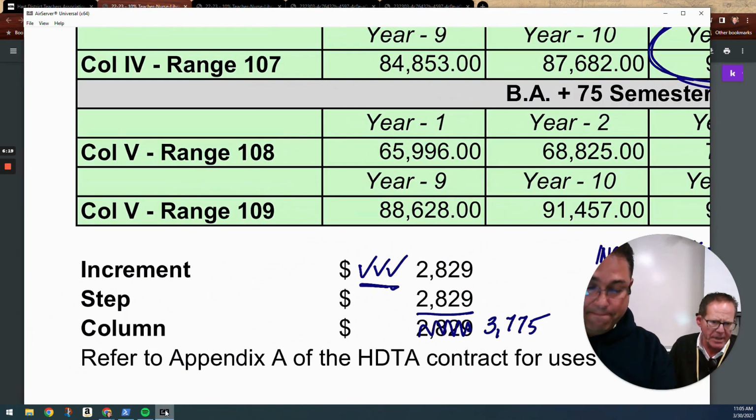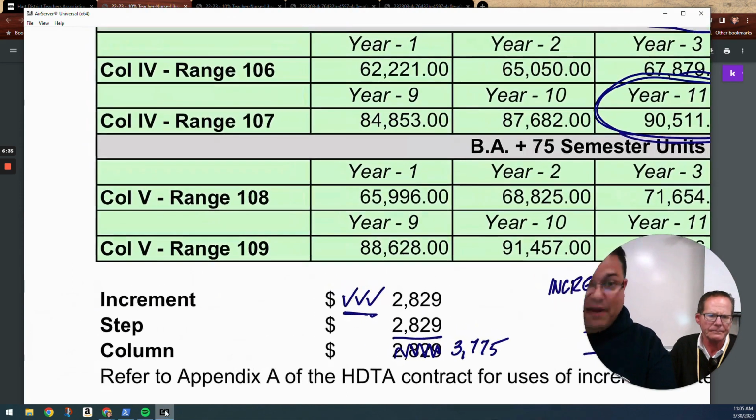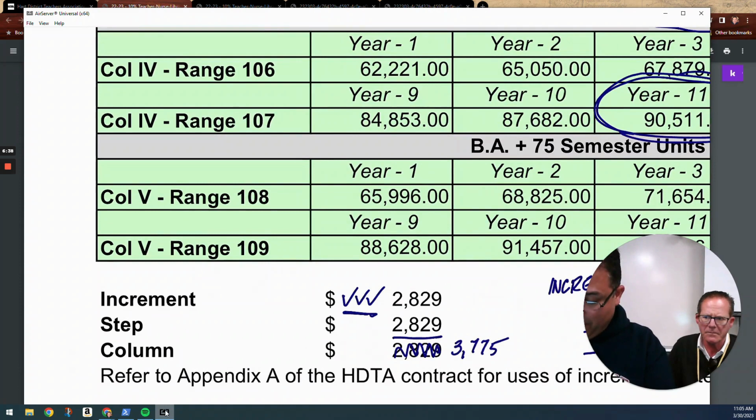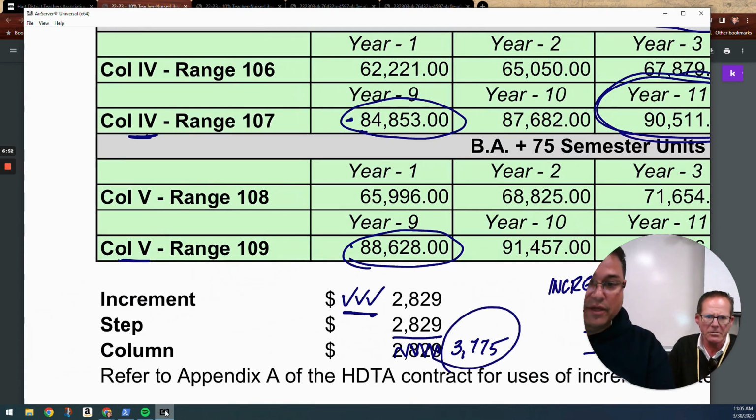Yes, I spoke with payroll yesterday, and the 2829 number in the column row should be 3775 in the teacher salary schedule. Great. And you could verify that, right? For example, as long as you're comparing apples to apples, if you're going up a column, if you take the year 9 column 4 and subtract the column 5 year 9, if you take this minus this, that should be that 3775 number. Correct. Okay. Very good.